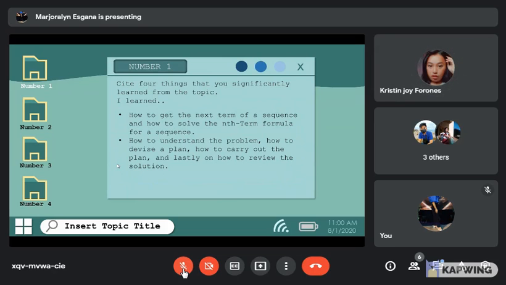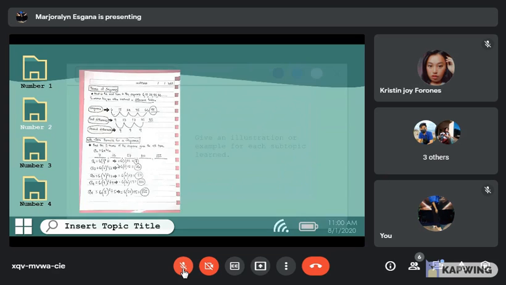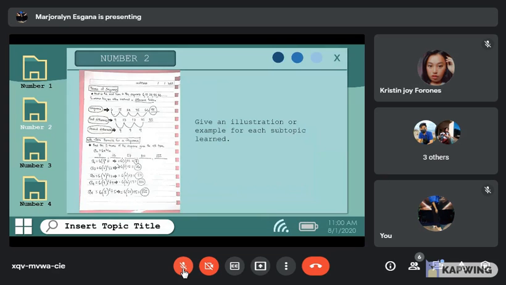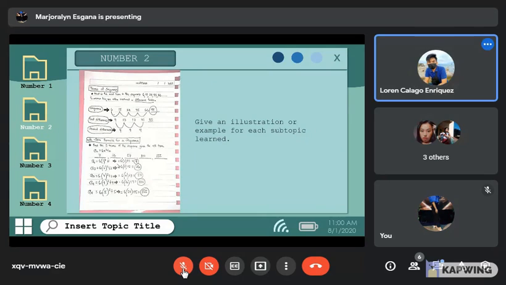I learned how to understand the problem, how to devise a plan, how to carry out the plan, and lastly, how to review the solution in problem solving strategies. So, the second question is: give an illustration or example for each subtopic learned.